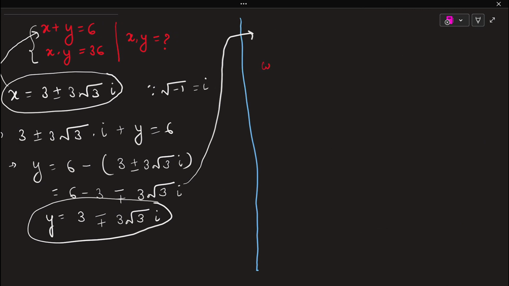That simply means that when x is 3 plus 3 root 3 i, then y is 3 minus 3 root 3 i.